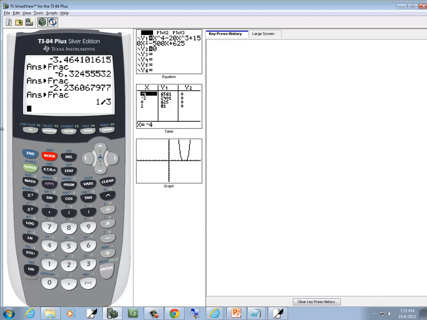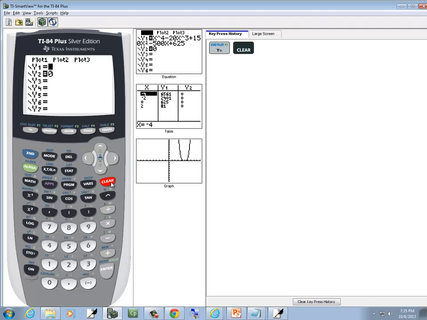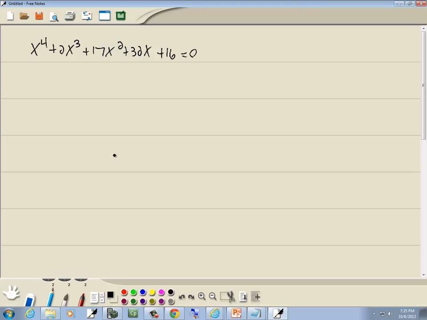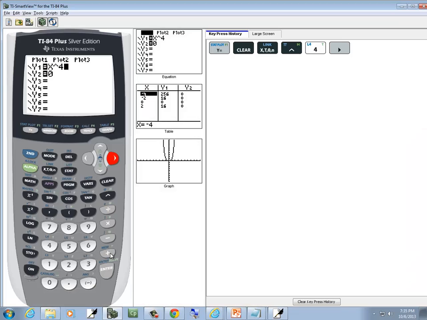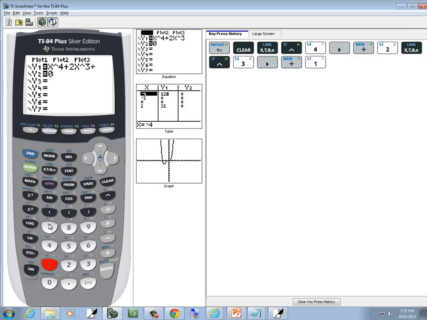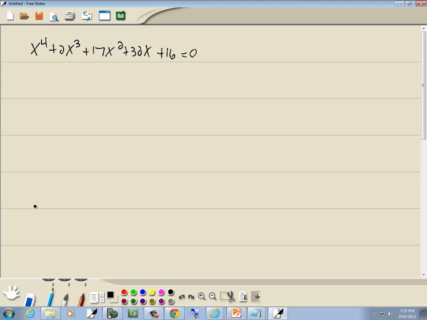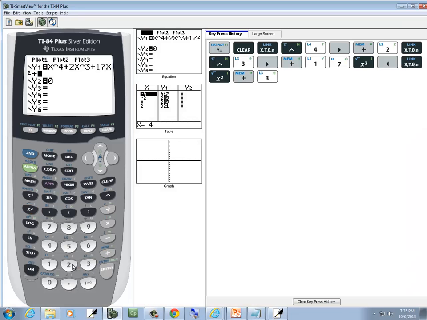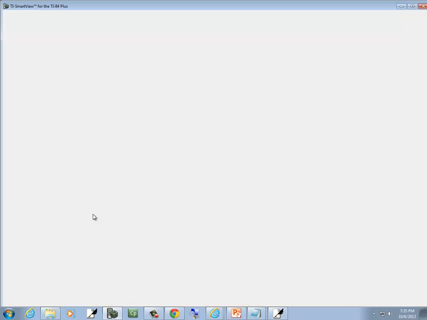Okay, so I go to y equals, clear. And I got x to the 4th, so I do x caret 4. Press your right arrow key if you're on a newer TI-84. It doesn't hurt on any of them. Plus 2x to the 3rd. And then press your right arrow key again if you're on a newer TI-84, they've got exponent mode. Plus 17x squared. Plus 32x. Plus 16.